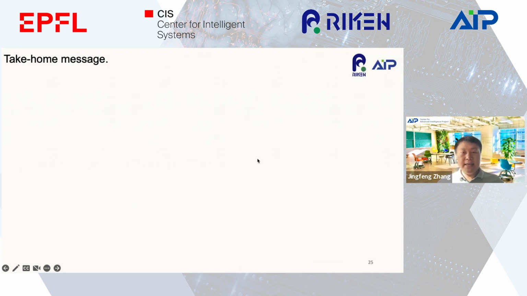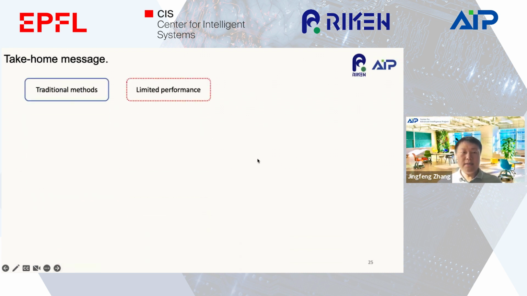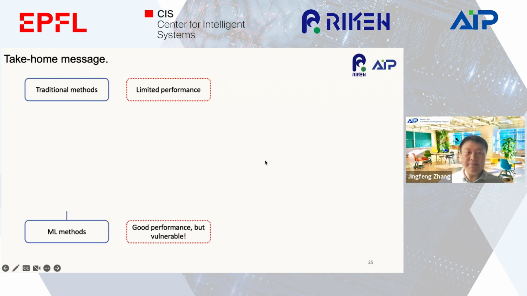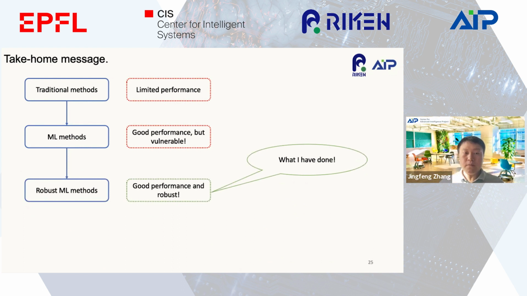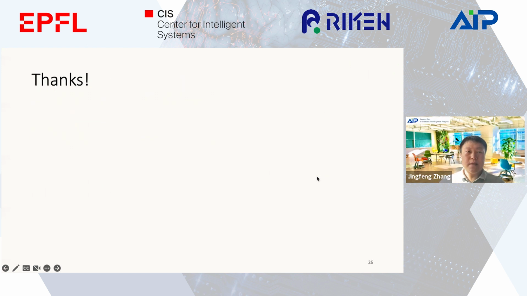The take-home message is that traditional methods have limited performance. Recently, we have machine learning methods which have good performance but are vulnerable. Now we really should have robust machine learning methods that have good performance and are robust.